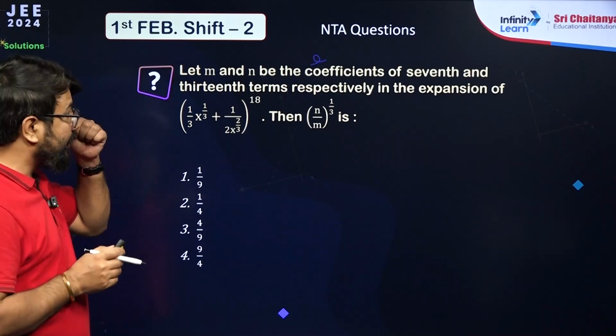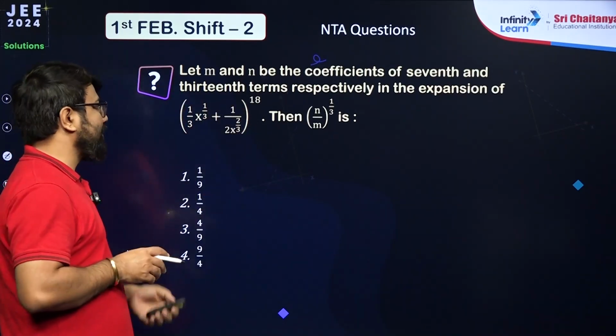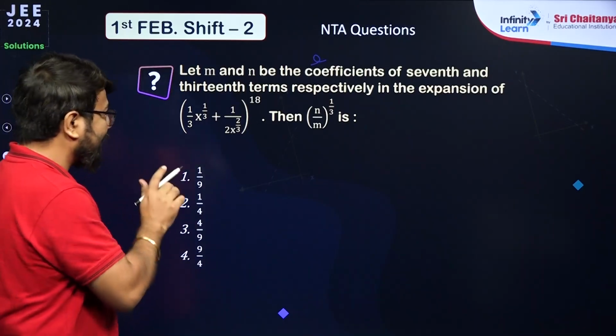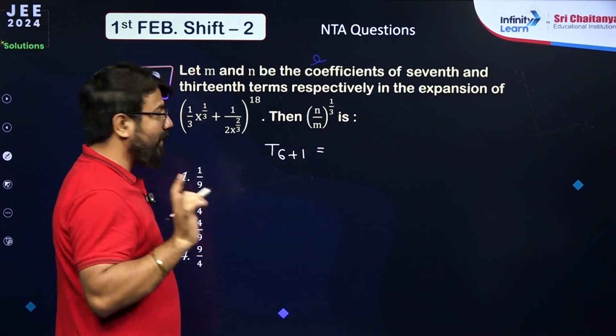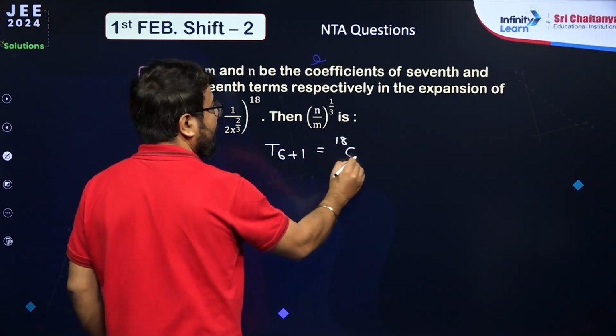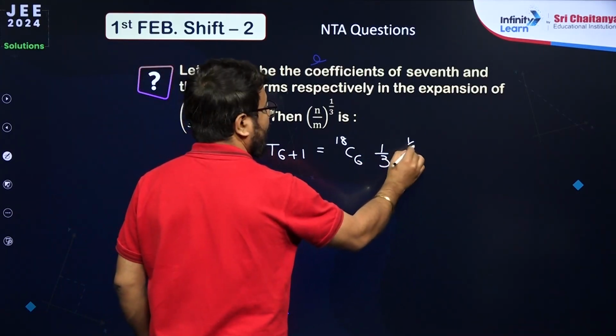Let M and N be the coefficients of 7th and 13th term respectively in this expansion. So basically 7th term I want to get. Okay, so I will be taking the value of R as 6. So it will be 18C6. The first term 1 by 3 x raised to the power 1 by 3.